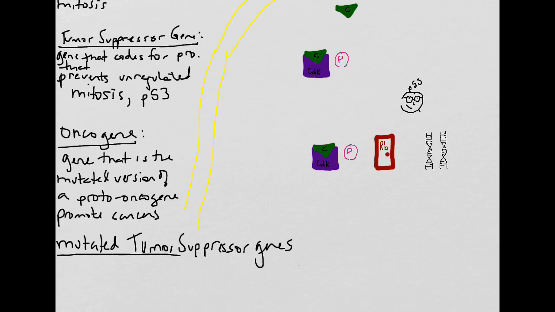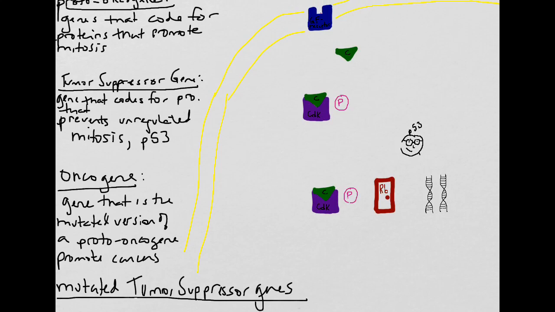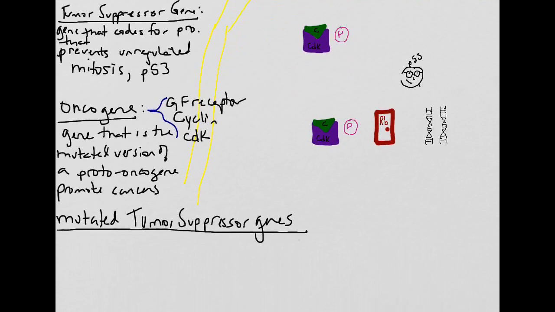Okay, so when we look at our picture over here, the oncogenes that we are going to look at being mutated are going to be the GF receptor, cyclin, and CDK. Okay, so these guys are the oncogenes, or will be oncogenes if we mutate them.